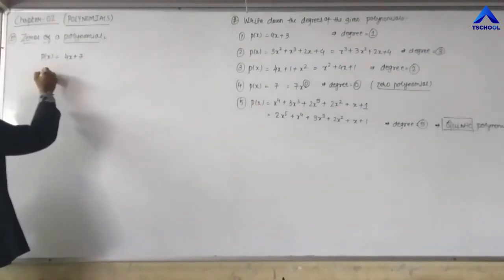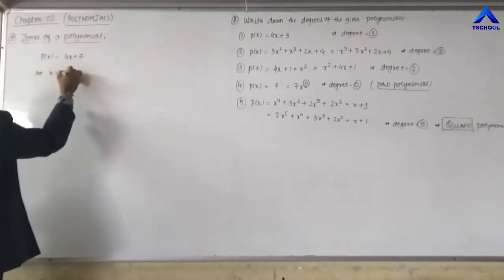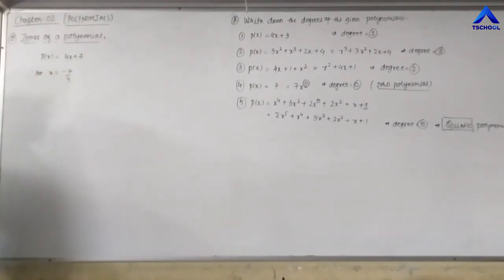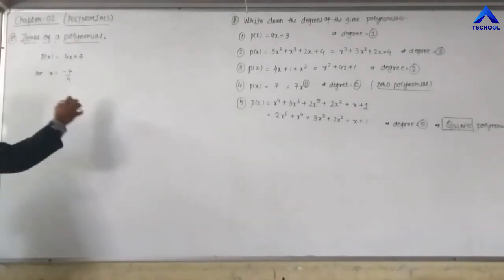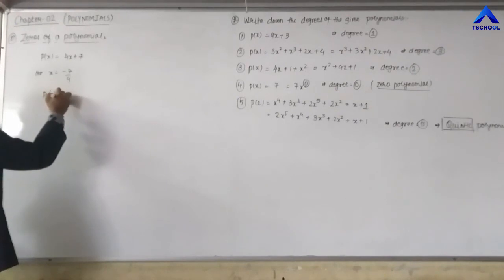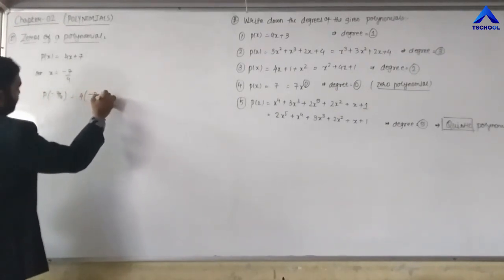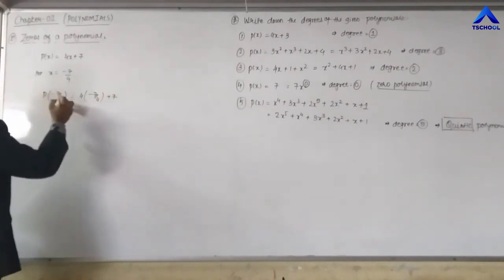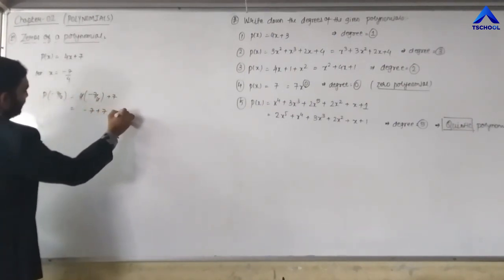So let me say that I will write x equals minus 7 by 4. I am going to replace the value of x by minus 7 by 4 in p of x. So what shall I get? I shall get p of minus 7 by 4, that is 4 into minus 7 by 4 plus 7. That is, 4 and 4 cancel. Minus 7 plus 7 becomes 0.